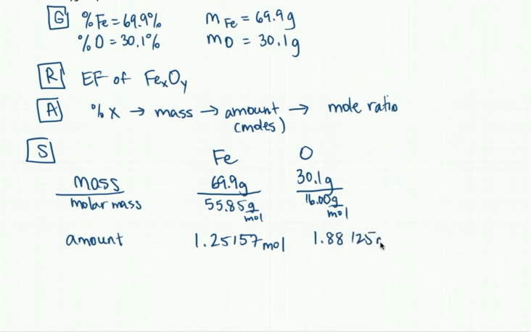Okay, so we now know the moles of oxygen and iron, so now we can use it to compare. And again, we just want to get 1 to 1, and then the rest, is it a 1 to 2 ratio, 1 to 3 ratio, and so forth. So the one that we're going to get to 1 is the one that has the lower amount of moles. Okay, so here iron is lower.